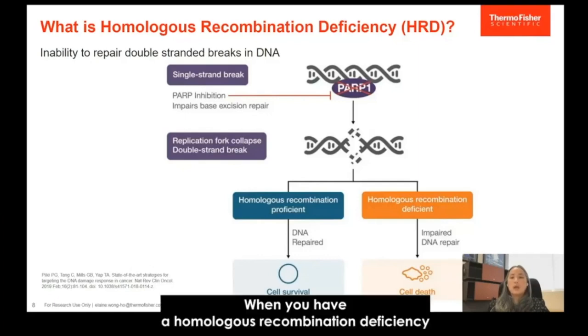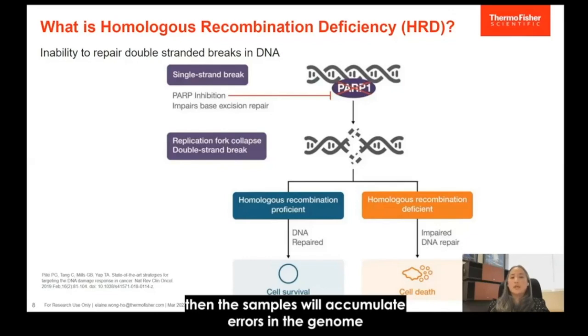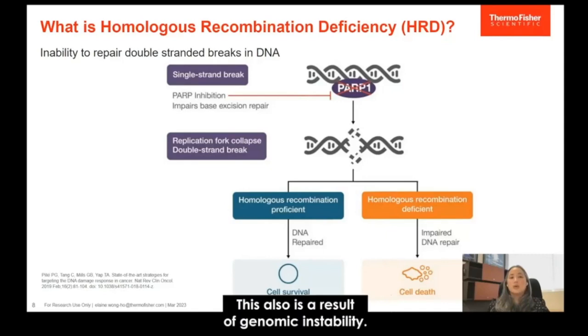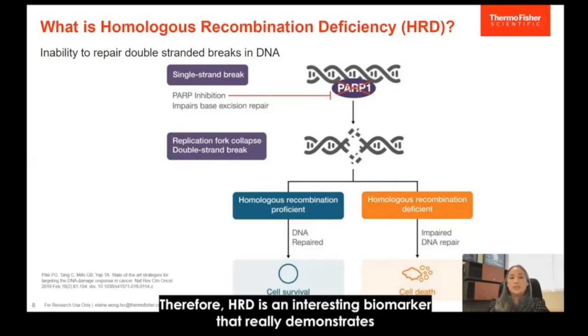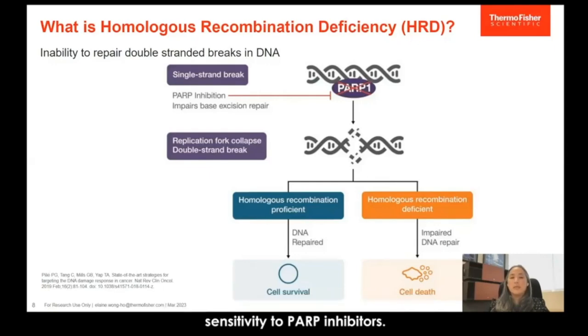When you have a homologous recombination deficiency, then the samples will accumulate errors in the genome, leading to genomic damage called scarring. This also is a result of genomic instability. In cells in which single-stranded break repair is also lost, such as through inhibition with PARP inhibitors, this leads to cell death in the concept of synthetic lethality. Therefore, HRD is an interesting biomarker that really demonstrates sensitivity to PARP inhibitors.